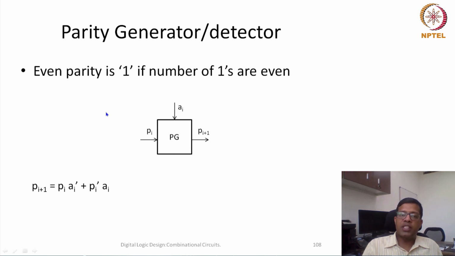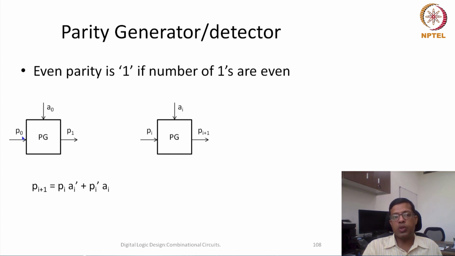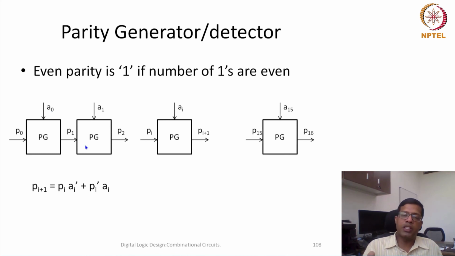Okay, so now if I have this single bit design, I can iterate. For the 0th bit, I can say p0 and a0 are the input, and then for the first bit, and let's say it's a 16 bit vector, then for the 16th bit also a15 and p15 would be the input, and p16 is the final parity output. So all these p1, p2, p3 up to p15 are intermediate inputs and outputs, but my p16 is the final parity output.